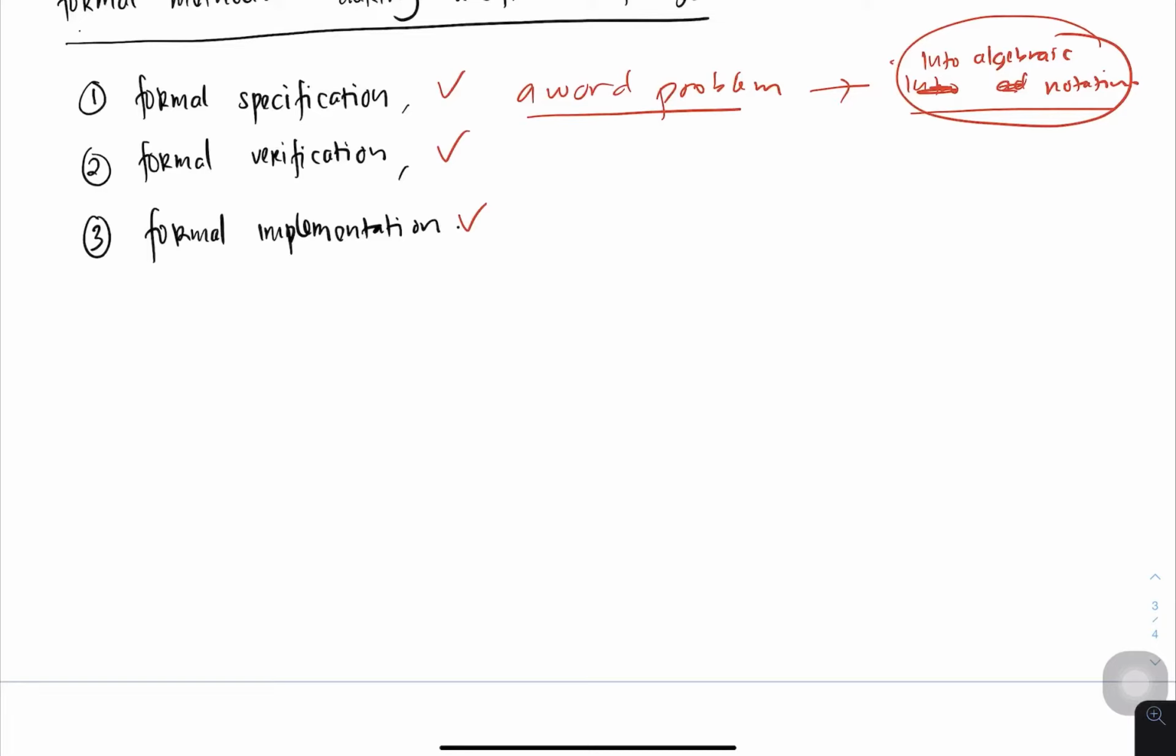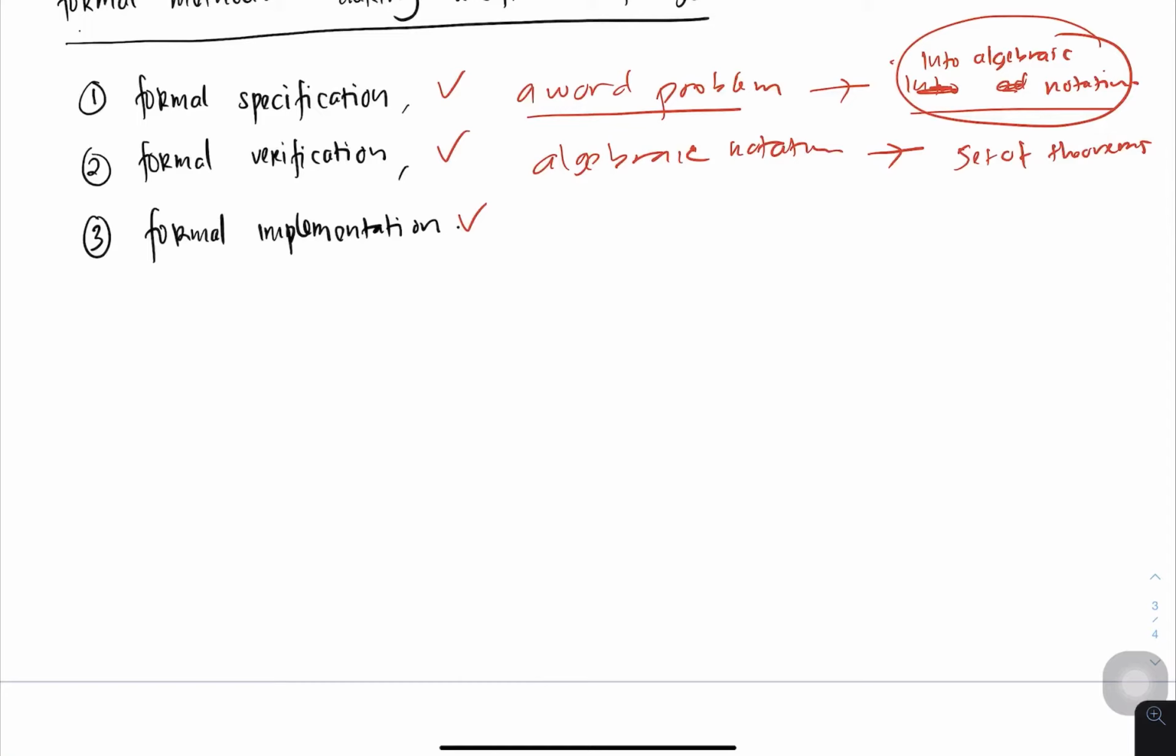So the next one is the formal verification. By building a system using a formal specification, the designer is actually developing a set of theorems. So after you convert everything into algebraic notation, the next step is putting it all together into a set of theorems.